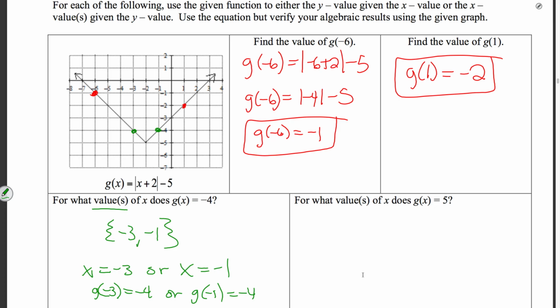All right, so now try to find for what values of x does g of x equal 5. This is going to take a little bit of work. This one doesn't just give it to you.